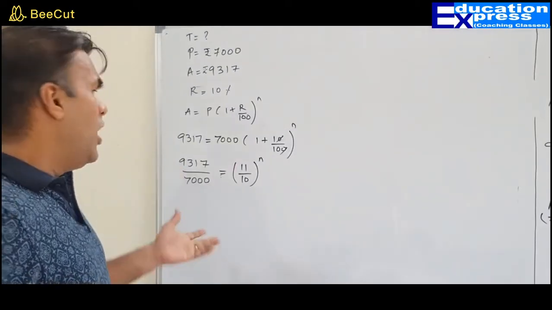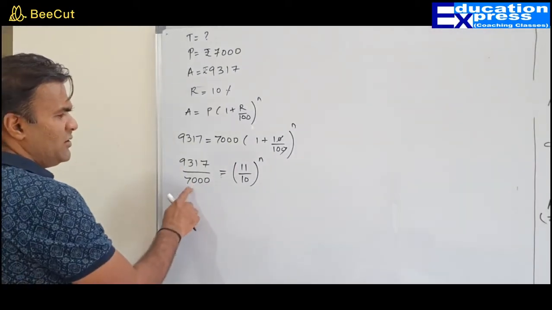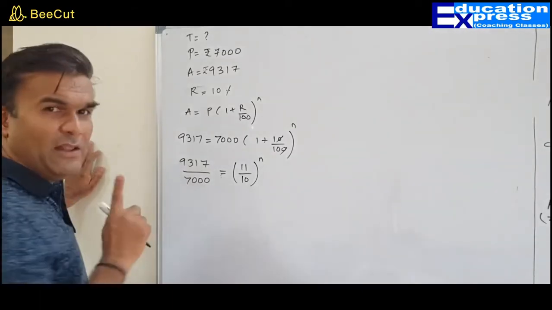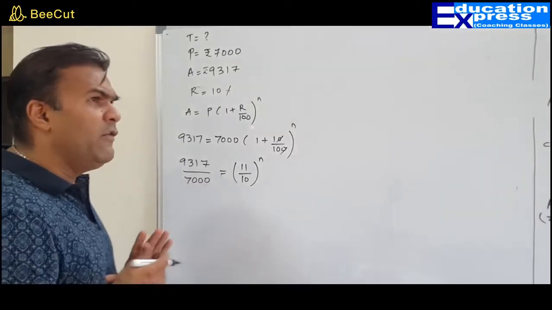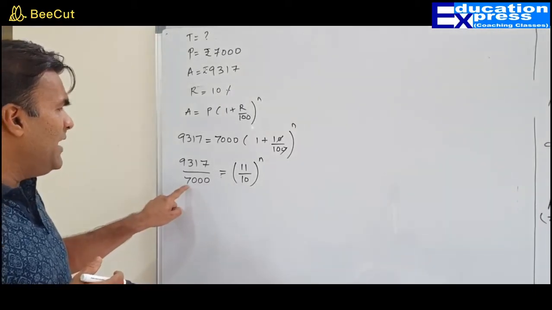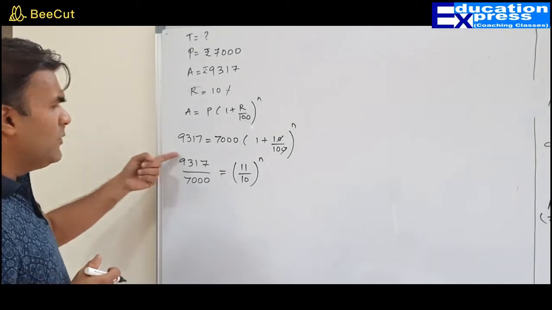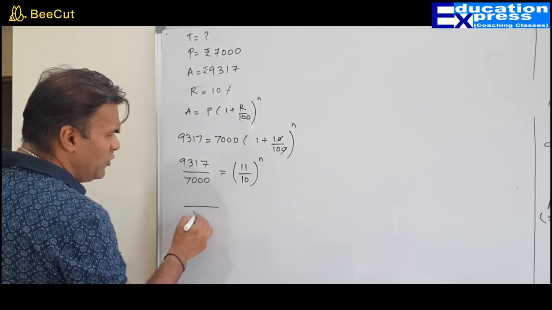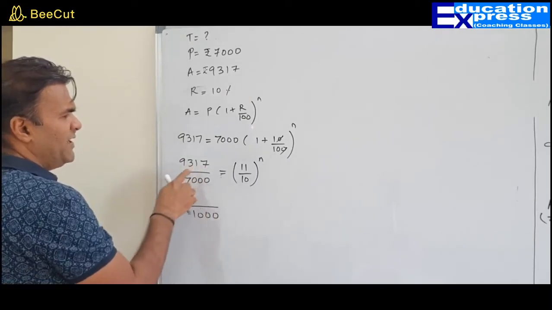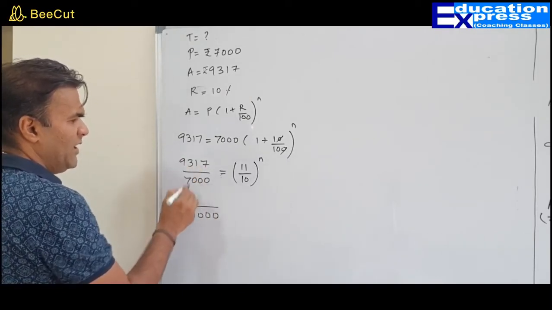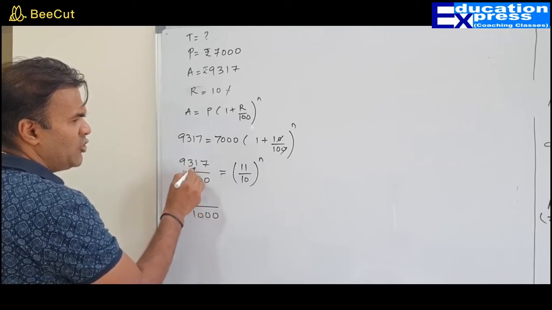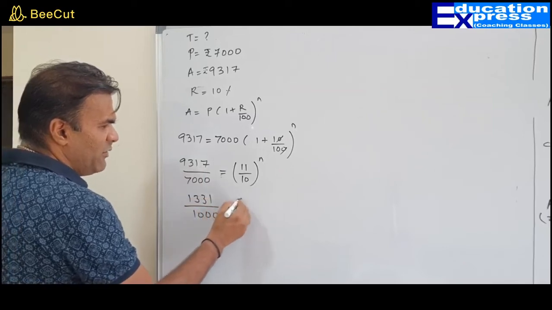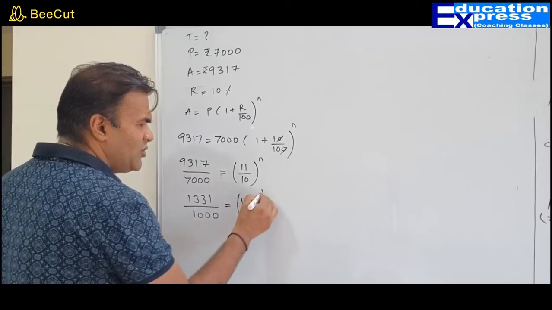How to find? Sir, this is 7,000. If you divide this by 7, automatically you will get 1,000. And 1,000 is a multiple of 10. So why not we eliminate this 7. So we will divide numerator and denominator by 7. When you divide this by 7, you get 1,000. And if you divide this by 7, 7 threes are 21, so you get 3s, and this will be 1s, equals to 11 upon 10 raised to n.